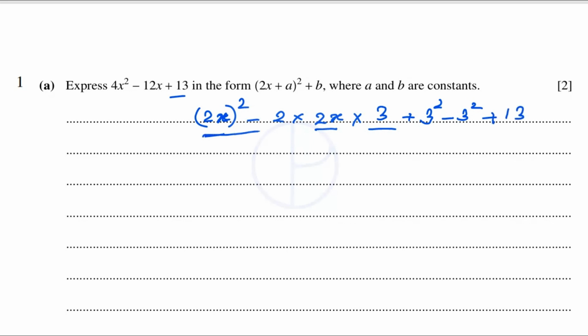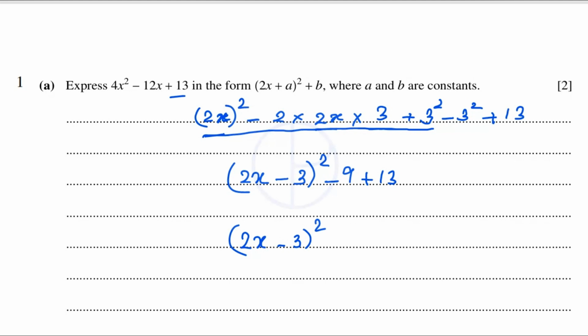Now combine these terms. It is of the form (a minus b) the whole squared, where a is 2x and b is 3, and here the negative sign is there. So negative 3 the whole squared, and the remaining numbers are negative 9 plus 13. This is nothing but (2x minus 3) the whole squared. Minus 9 plus 13 gives plus 4.